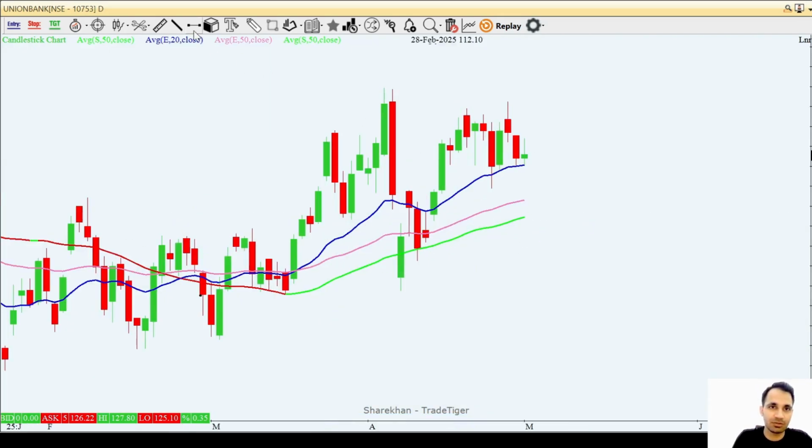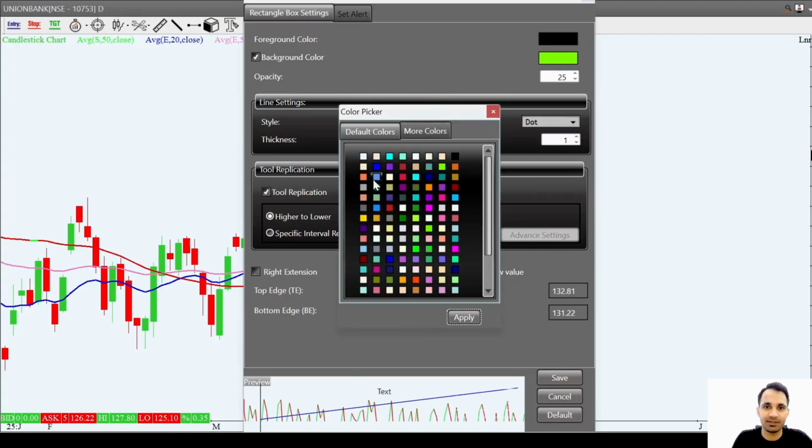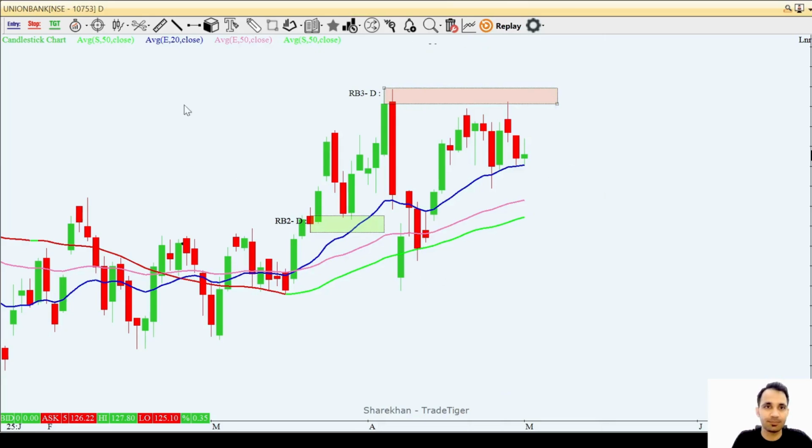On daily, if I show you how it works, this was one demand zone on daily, and you see price entered into this demand zone, and from here it immediately took the price up. Then we have a supply zone in here. Change the color to red. Price came from here into the supply zone, and as soon as it entered the supply zone, it went down again.